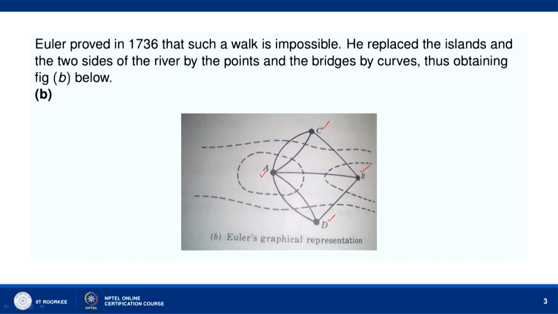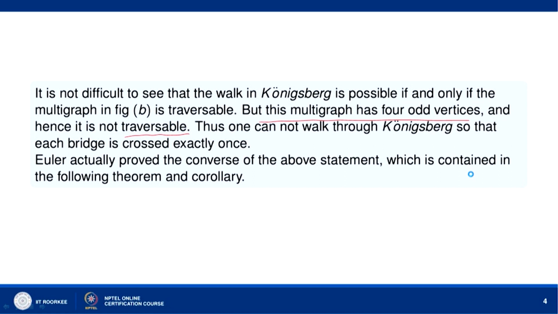In this graph we can see that all the vertices A, B, C, D have odd degrees. Degree of C is equal to 3, degree of A is equal to 5, degree of B is equal to 3, degree of D is equal to 3. So, all the vertices have odd degrees, and therefore this graph is not traversable. Thus, one cannot walk through Königsberg so that each bridge is crossed exactly once.